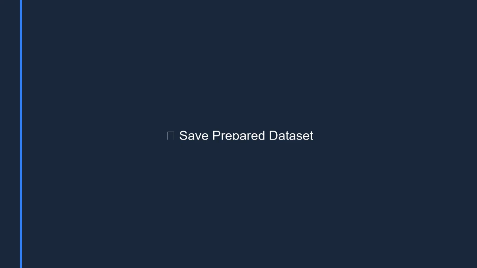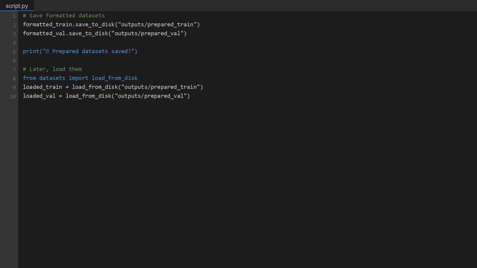Save prepared dataset. Once your datasets are formatted and validated, save them to disk. The save_to_disk method serializes the entire Hugging Face dataset object, including the schema, the formatted text, and any metadata, into a directory you can reload instantly later.